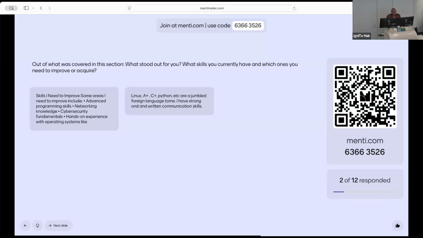Okay, so Linux. Oh yes, we talked about why Linux, right? And again, you may not need to know Linux right now, but maybe in the future. So A+, yeah, that's a certification. C+, that's Python, or... oh, I see what you mean. Okay, I have a strong oral and written. So that's great. So you do have soft skills.